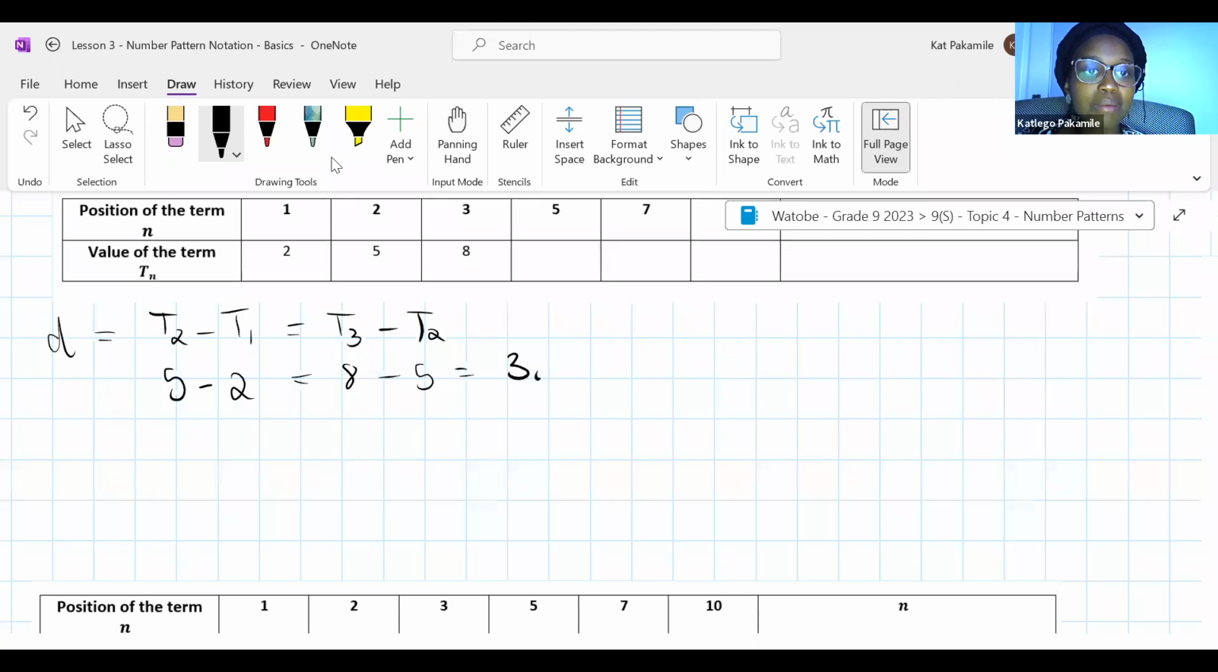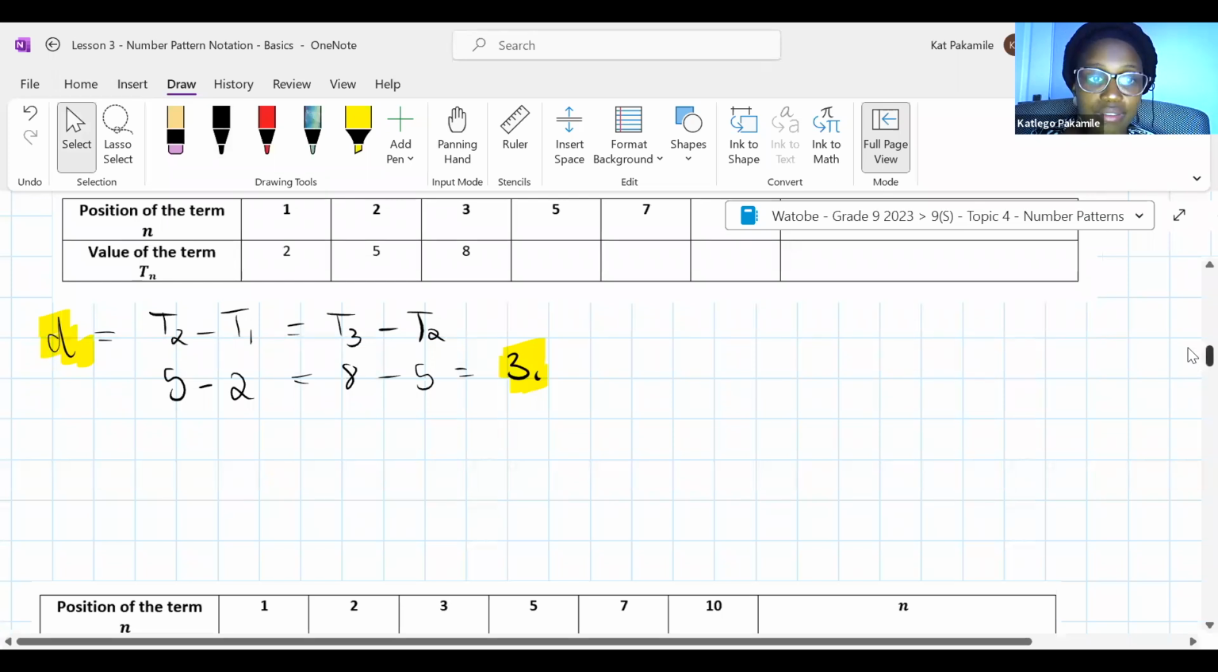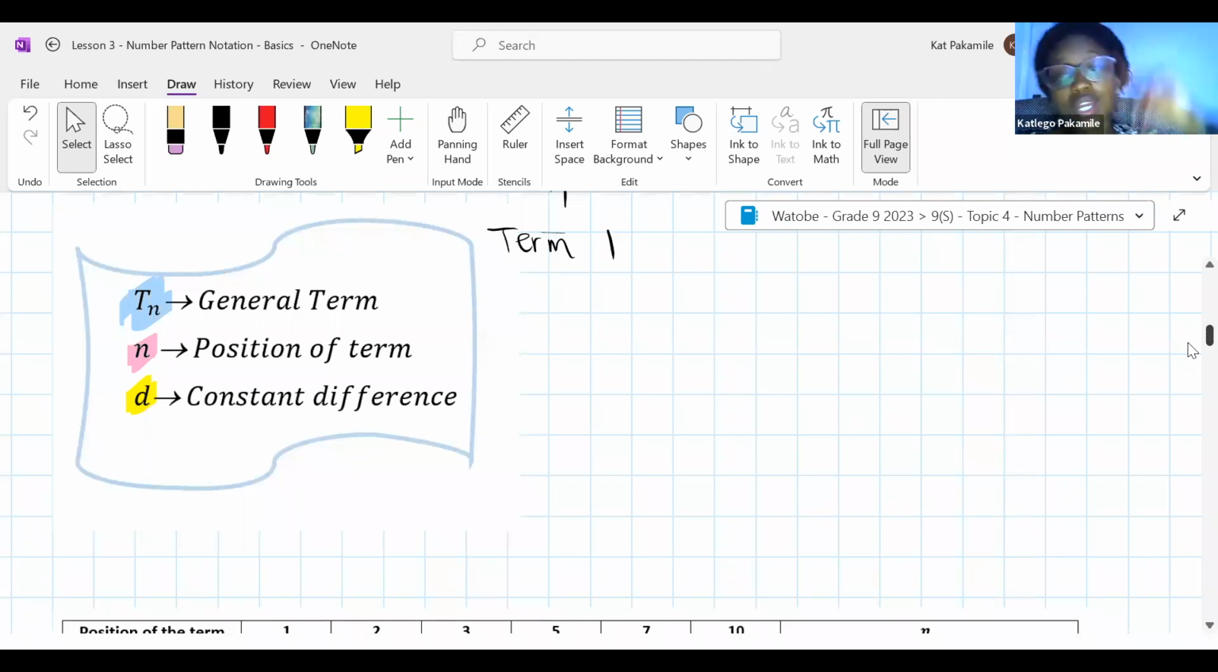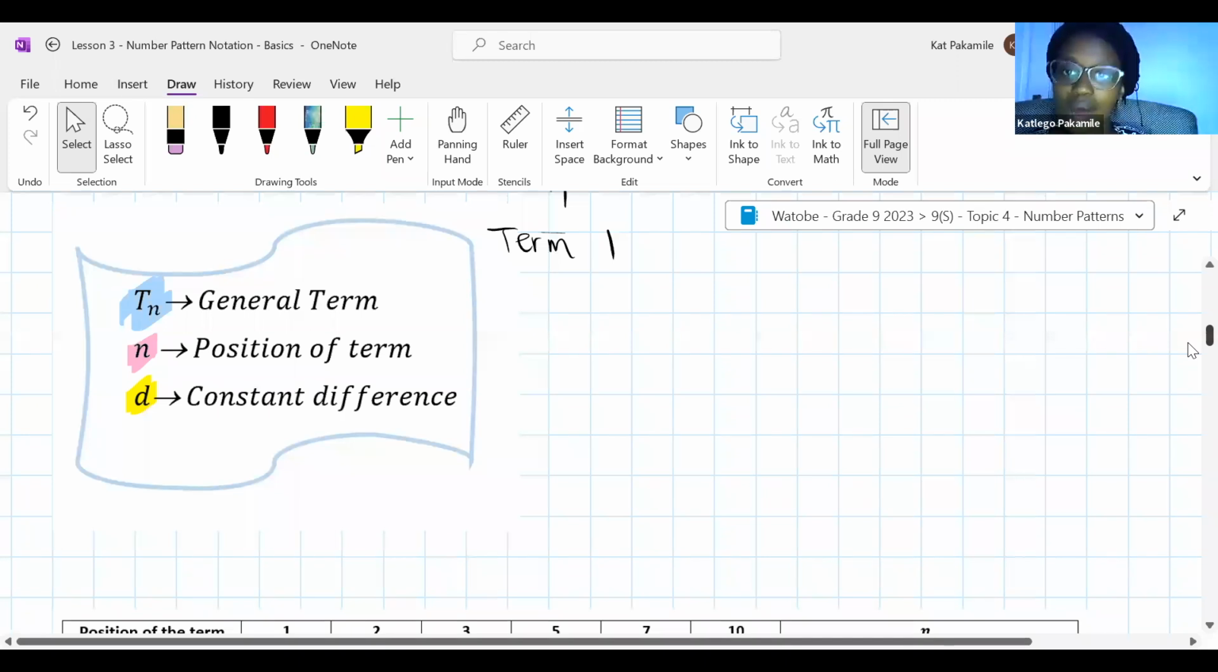Fabulous, guys. Now tell me, now that I have my 3, what on earth am I supposed to do with this 3? We have our constant difference. What do I do with this 3? What are you screenshotting, my dear, up there? Oh, the TN stuff. Yes, Uviwe. Oh, we make it the multiplier. That's true, Emmanuel, to get to the next term. But if we want to find the general rule for this pattern, then we have to make it our multiplier.